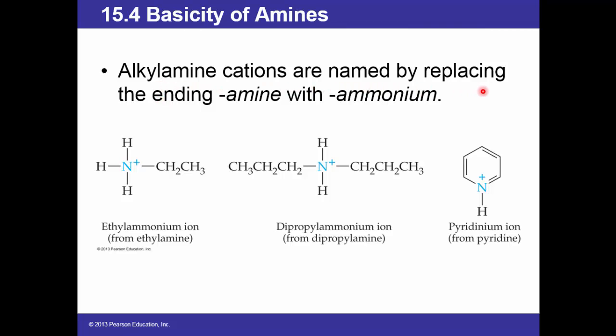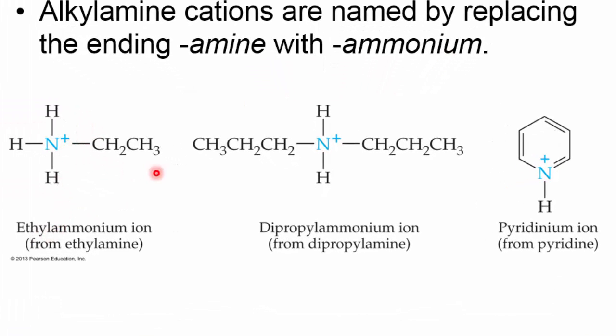Alkyl amine cations are named by replacing the ending amine with ammonium. So here, this is ethyl ammonium ion from ethylamine. This is dipropyl ammonium ion. Because of the presence of this positive charge on this nitrogen, if you remove a proton from here, then we will have dipropylamine. But when you add the proton here, it becomes dipropyl ammonium ion. And also this one is called pyridinium ion from pyridine.